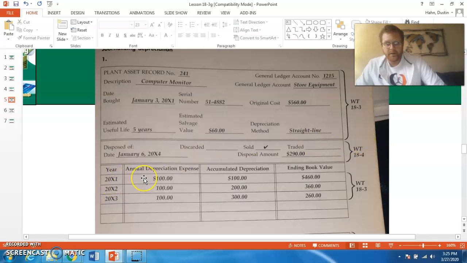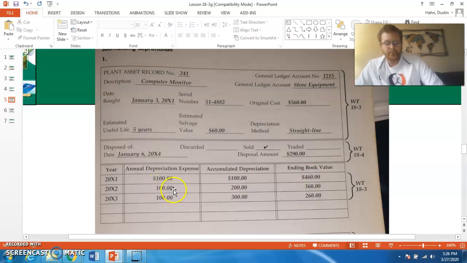All right, so year 1. Take your 560, which is your original cost, minus your estimated salvage value. So 560 minus 60 equals 500. Now your estimated useful life is 5, so take 500 divided by 5 and that equals 100. So your annual depreciation expense is 100. For year 1, your accumulated depreciation is 100, and then your ending book value, 560 minus 100, equals 460.